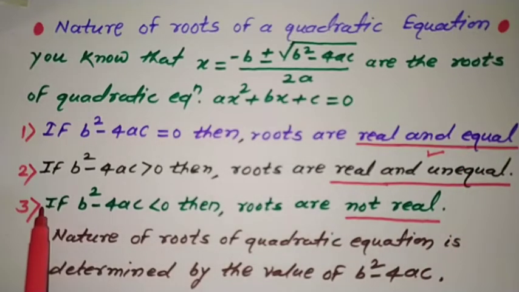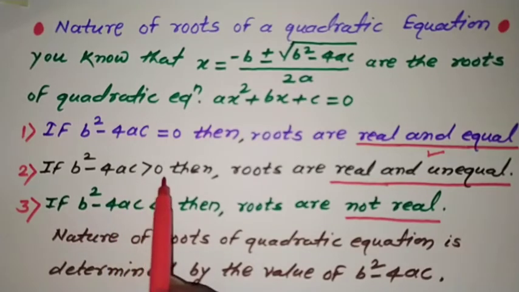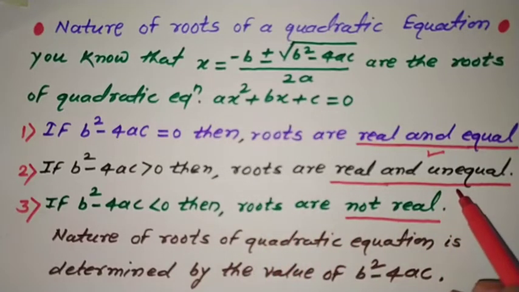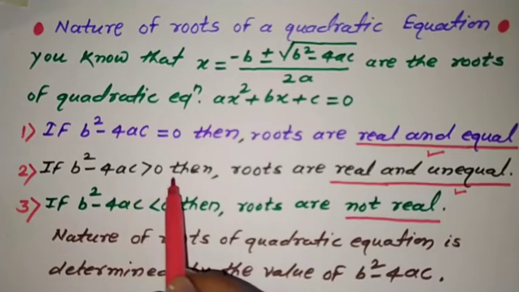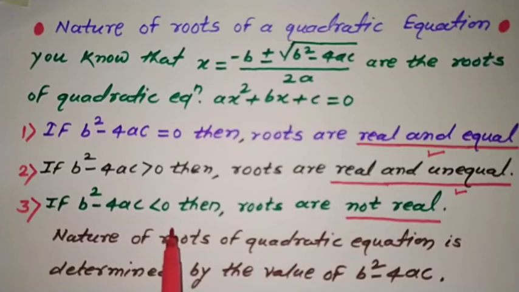Second one, if b square minus 4ac is greater than 0, then roots are real and unequal. And third, if b square minus 4ac is less than 0, then the roots are not real.